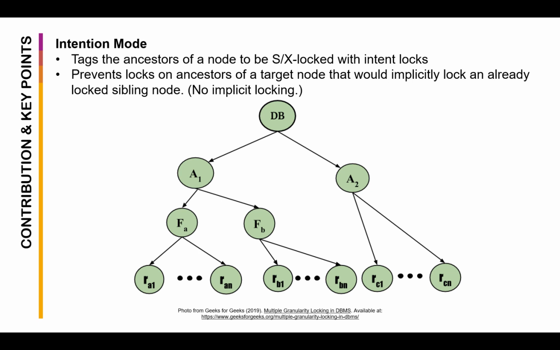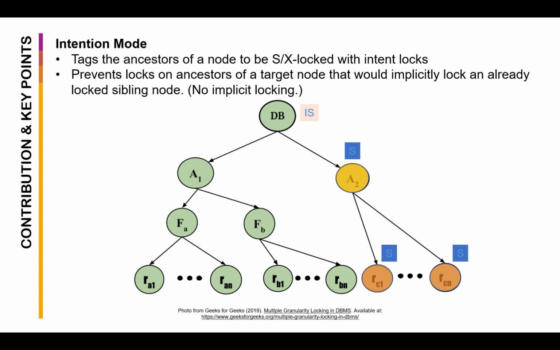The intention mode tags the ancestors of the target node with intent locks as it goes to the target node. For example, before we can request area 2 to be locked in S mode, we need to request the DB, or the parent of area 2, to be locked with intent to share lock. The intention share mode expresses the transaction's intent to get an S lock at lower level or finer granularity. Then we proceed with the transaction of locking area 2 in S mode.